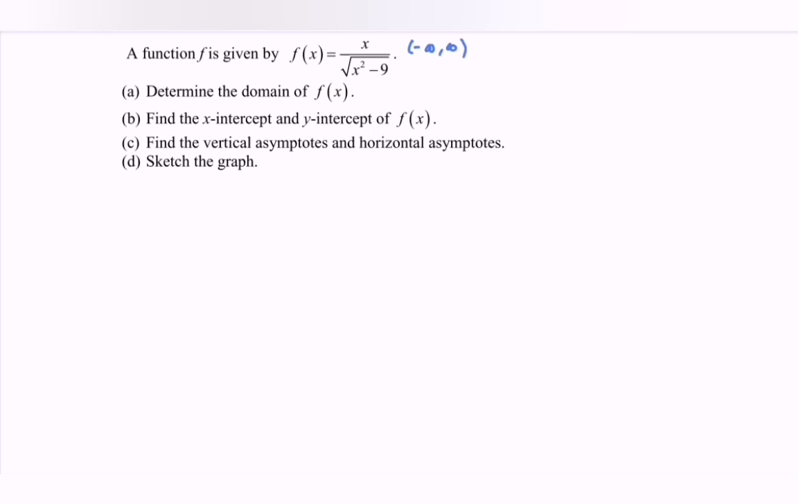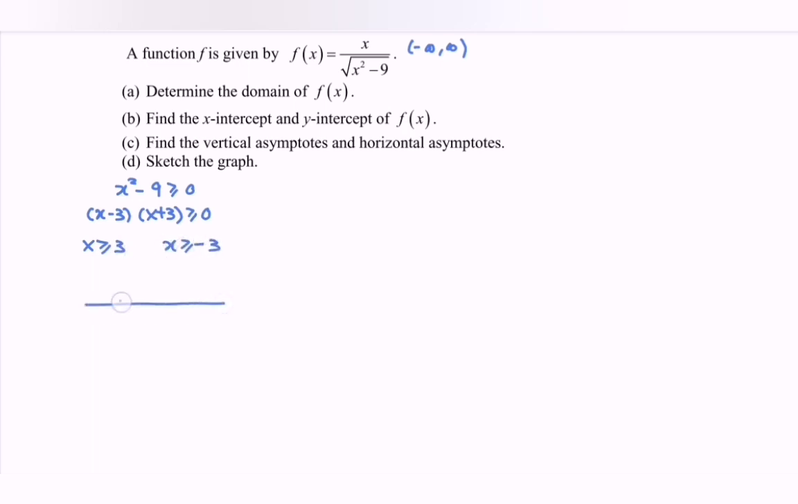Then for the denominator part, we have the square root, meaning that we have x squared minus 9 greater than or equal to 0. Kindly factor it out. We have (x minus 3)(x plus 3) greater than or equal to 0. So we have the simplest form. So assume that it is always positive. So x greater than or equal to 3, x less than or equal to negative 3.